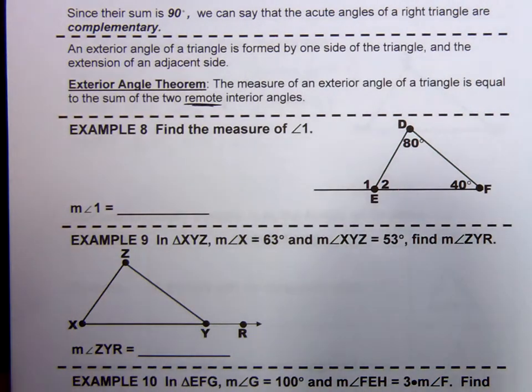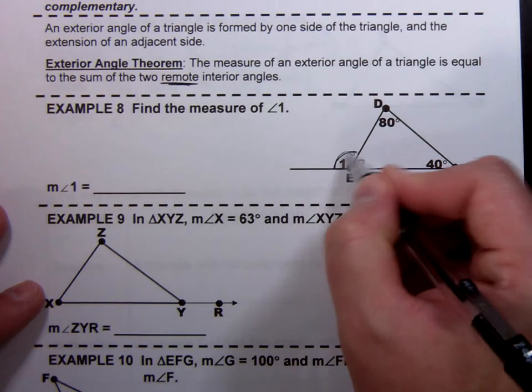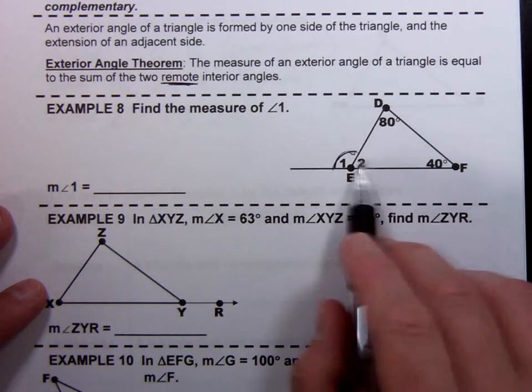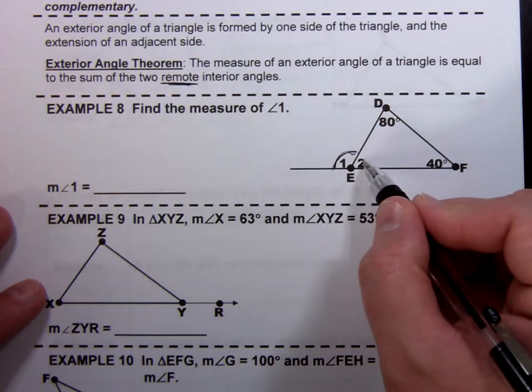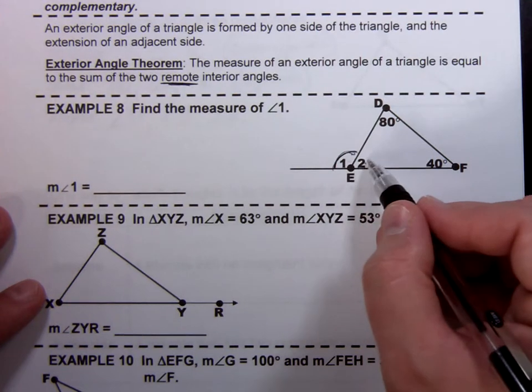Okay. I mentioned just a moment ago that angle 1 is an exterior angle. There are 3 interior angles in this triangle. One of those interior angles is adjacent to the exterior angle. Angle 2 is adjacent to angle 1. So there's nothing remote about this.